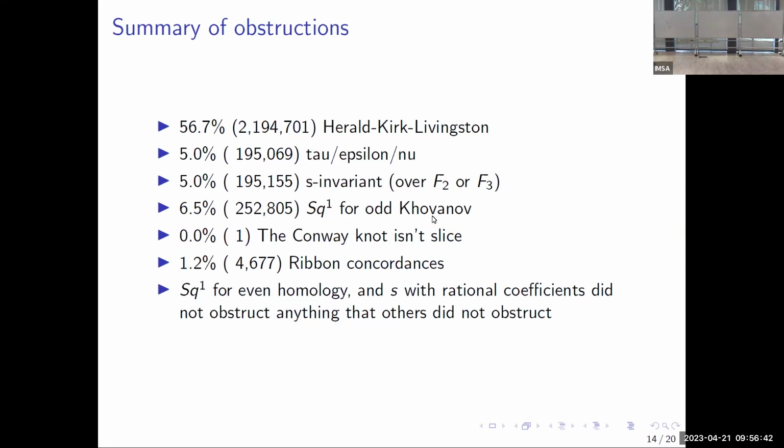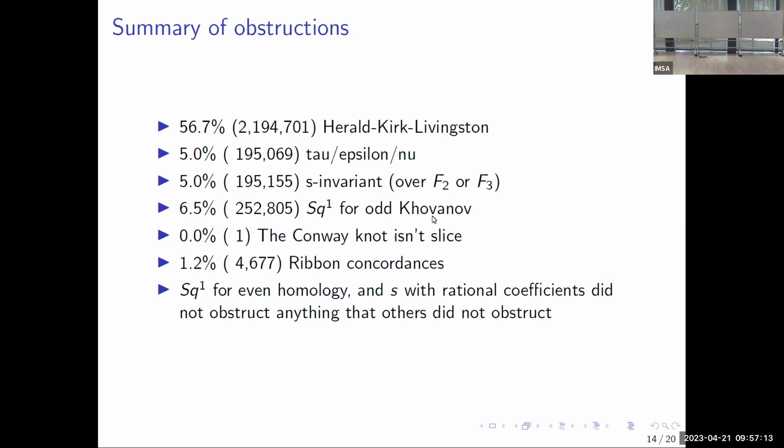So the tau, epsilon, and mu invariants obstructed like 5% of these. Although keep in mind, these are all knots that were definitely not obstructed by the original Fox-Milnor, right? So tau, epsilon, mu obstructed 5%. These, by the way, are not exclusive. If a knot is obstructed by two different invariants, I'm counting it under both. The S invariant obstructed 5%.